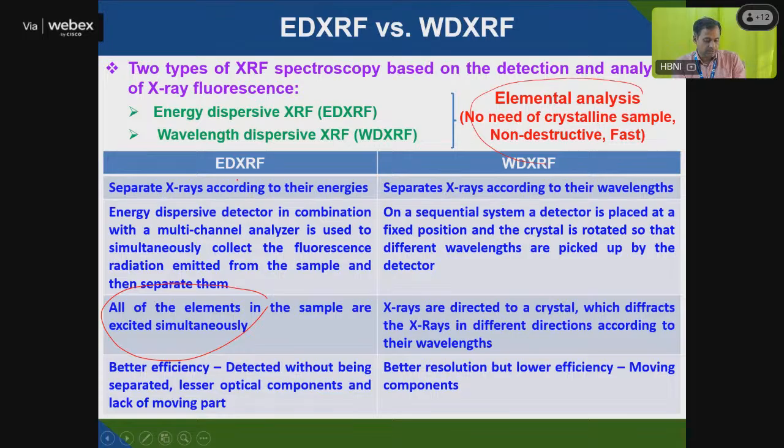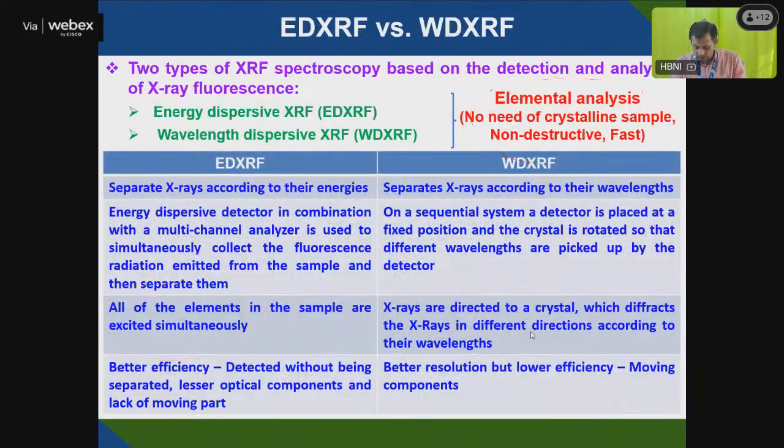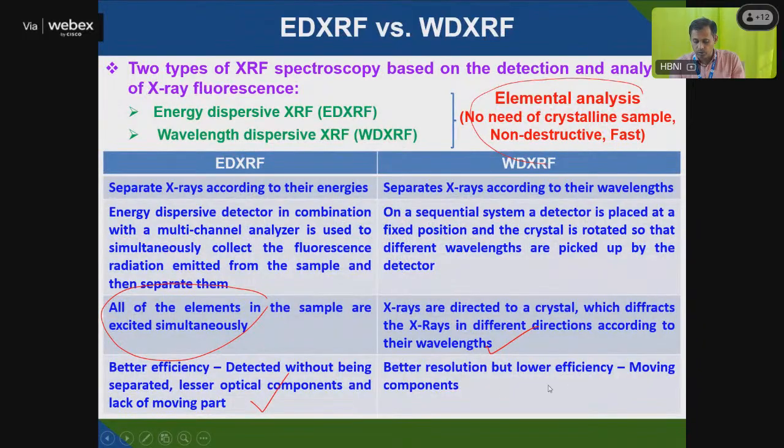So better efficiency is obtained, as it is detected without being separated. In case of EDXRF, you will be able to see detection without separation of each element. But in the wavelength case, the X-ray is directed to the crystal, which diffracts the X-ray differently according to wavelength. So whatever X-ray is coming here will be diffracted with separate wavelengths. It is separated, giving better resolution but lower efficiency, since that component is moving. In wavelength dispersive the position is fixed, here it is movable.